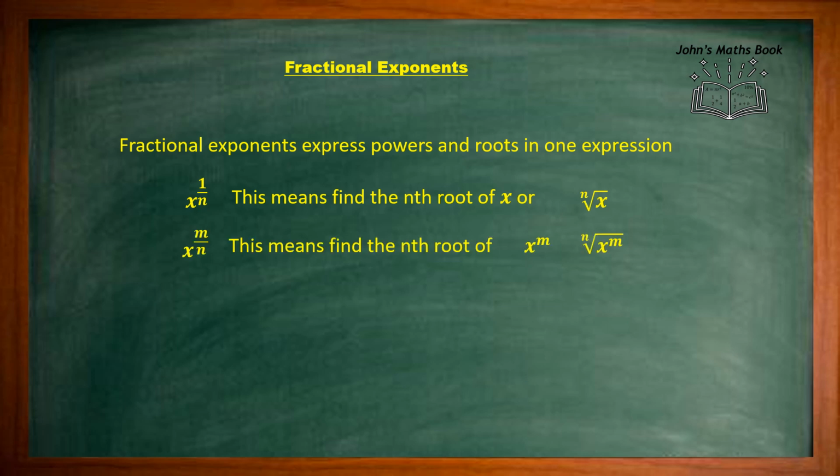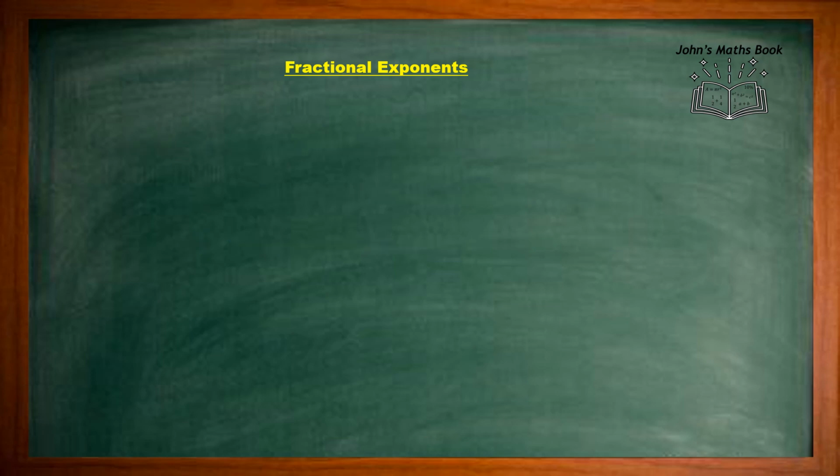x to the power of m divided by n. This means find the nth root of x to the power of m, or written as this. Now let's take a look at some examples of fractional exponents and how they work. So let's, as our first example, look at 9 to the power of a half.